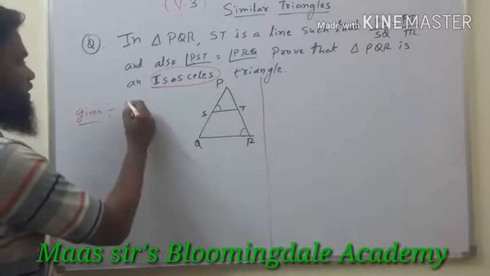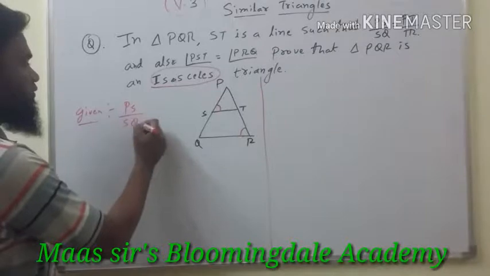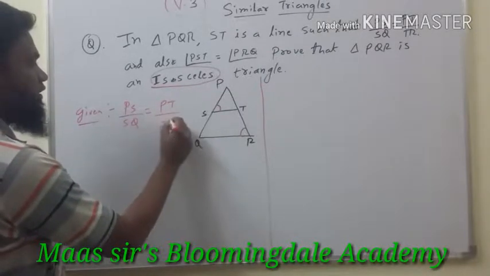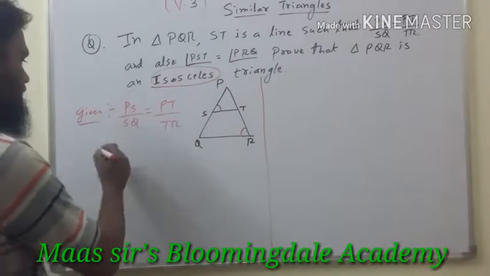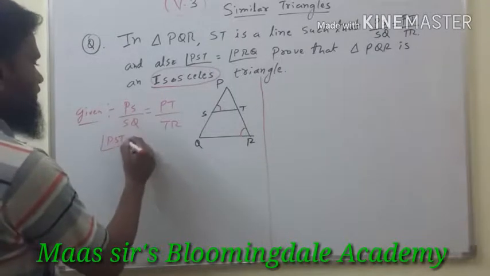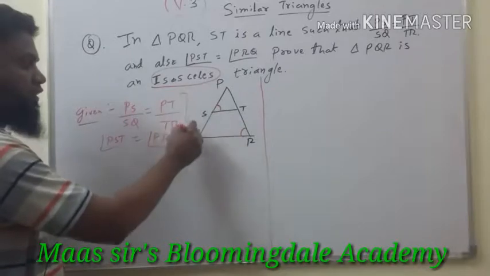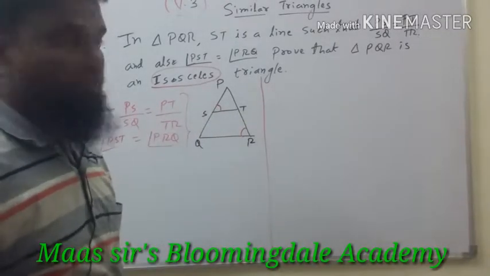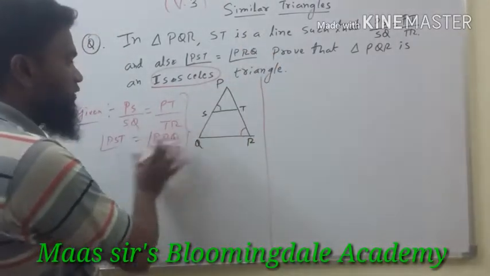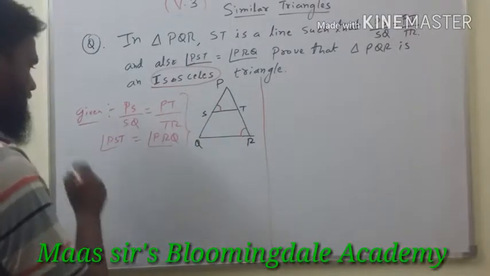Given, what is given? PS by SQ is equal to PT by TR. Next, angle PST is equal to angle PRQ. So for the given also you will be getting marks. Whatever is given in the question, if you write it in points, then also you will get the marks.